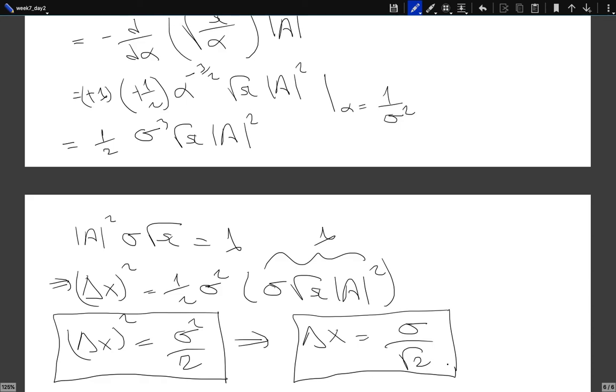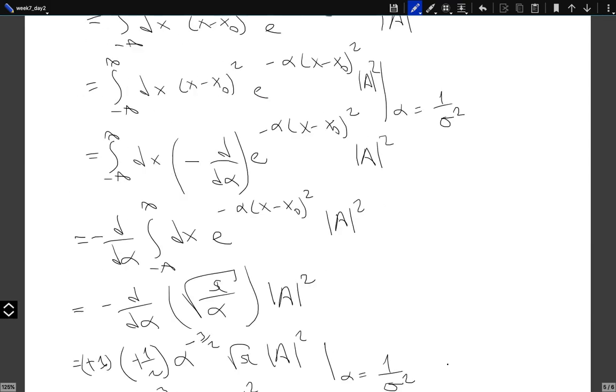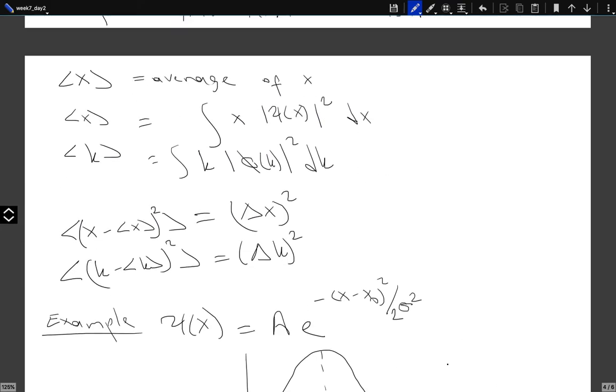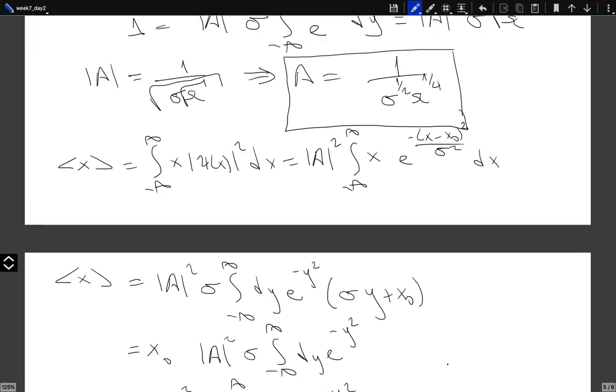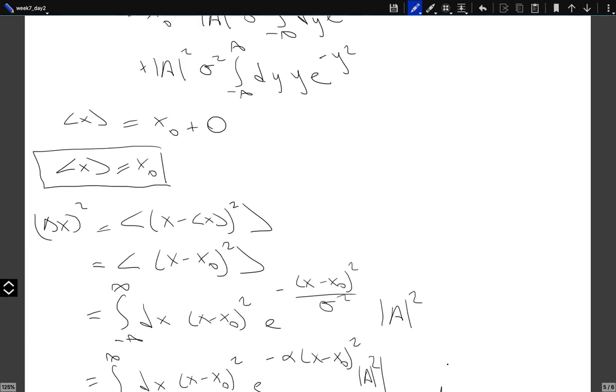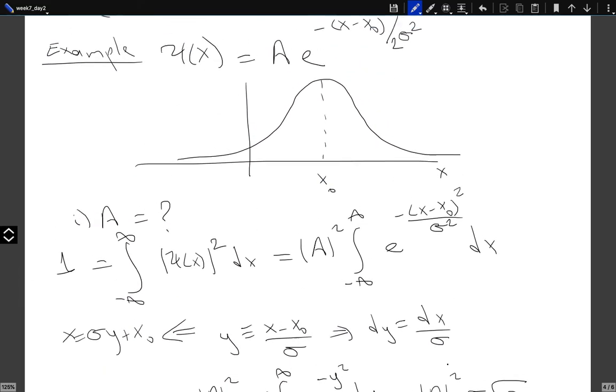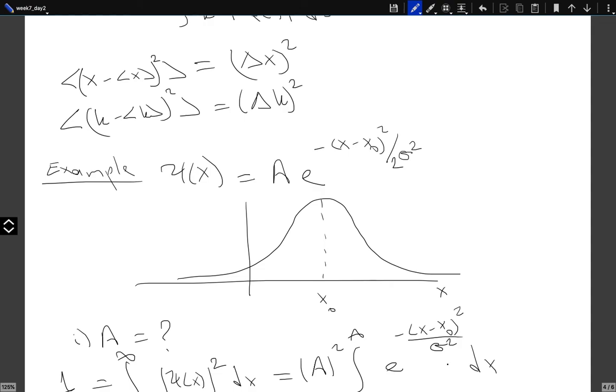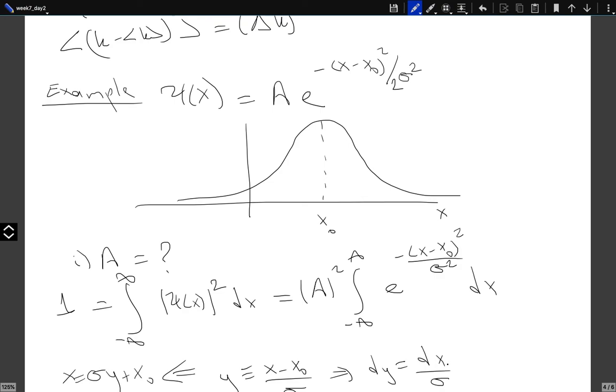Now let's do the same thing for the momentum. You see, my wave function is this one. This is the wave function I used. A is this overall constant, and that constant we chose to fix the total probability to 1. It's the amplitude. No, this is still the amplitude.